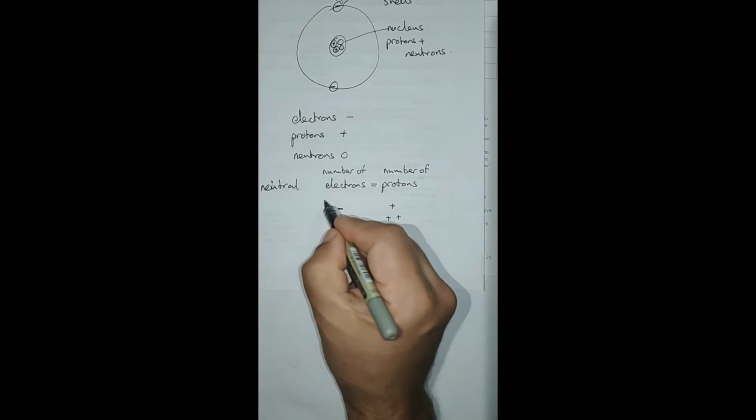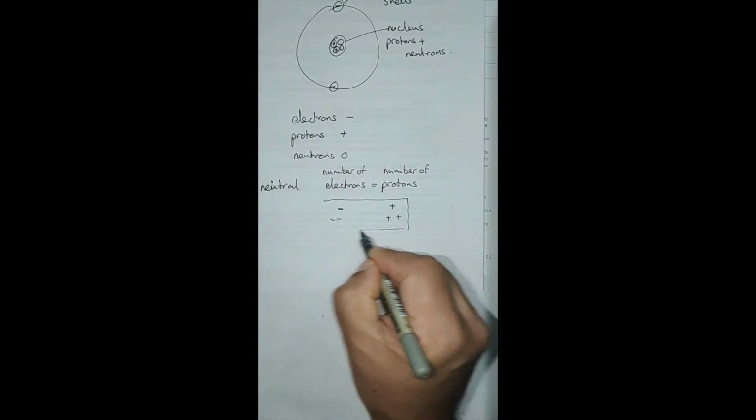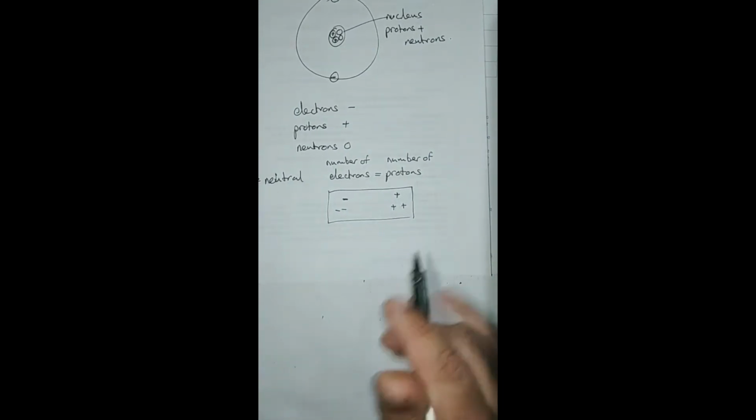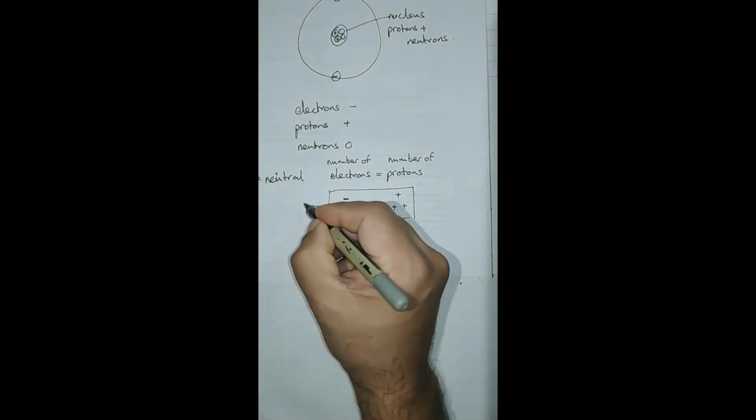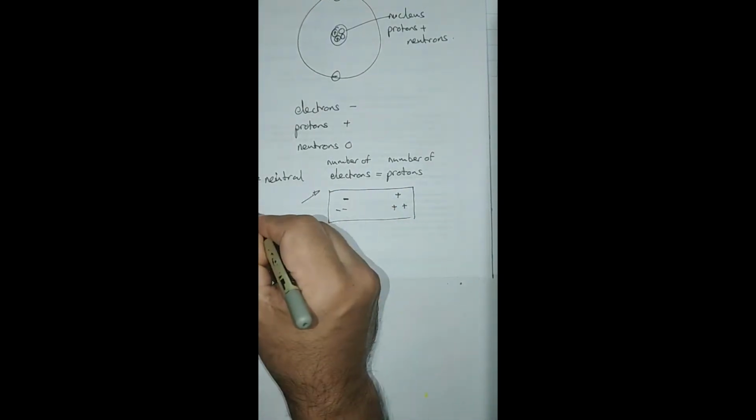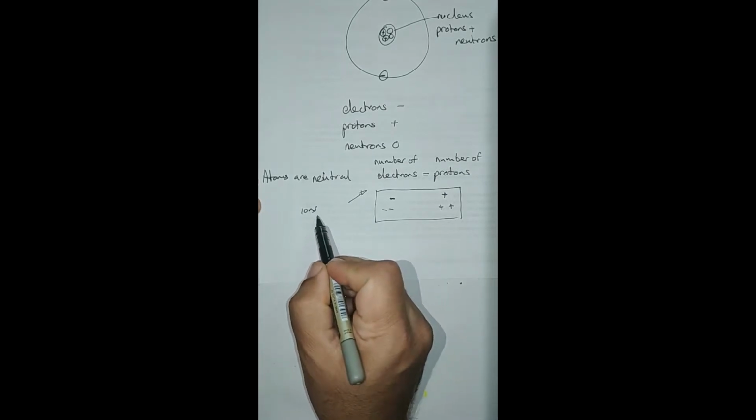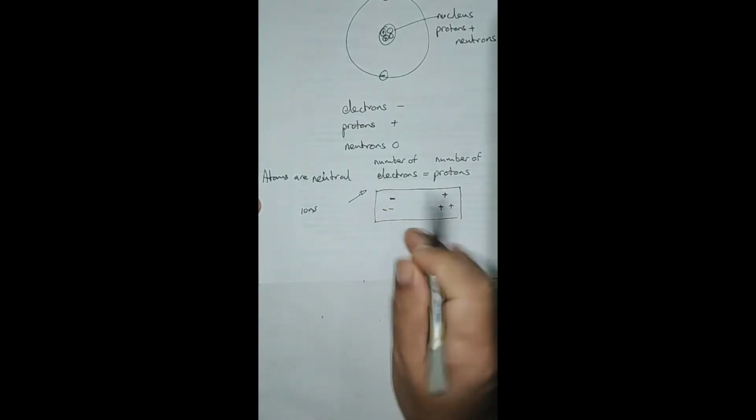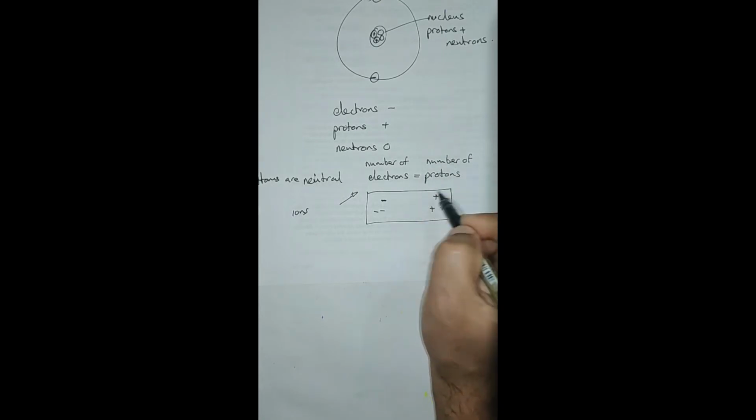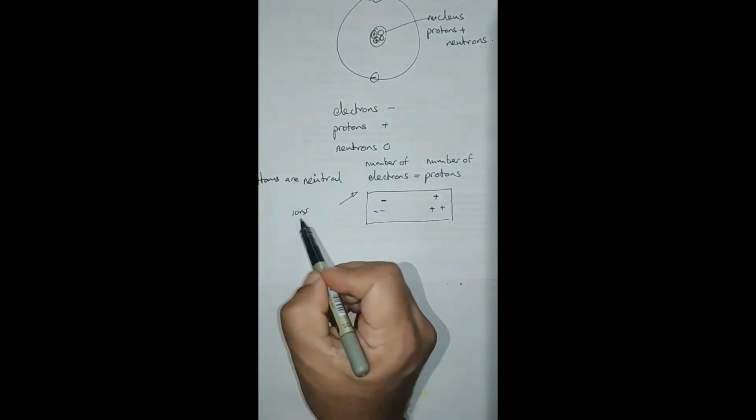Now, we can charge atoms and form what we call ions. We form ions, or charged atoms, by changing the number of electrons. We never change the number of protons. If you change the number of protons, you get a different atom.